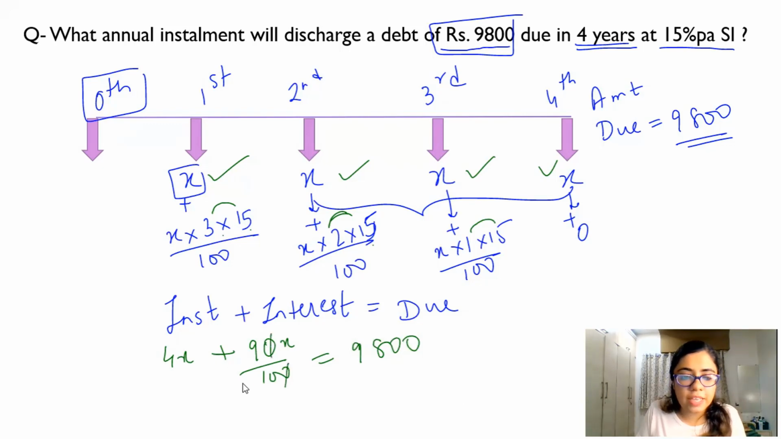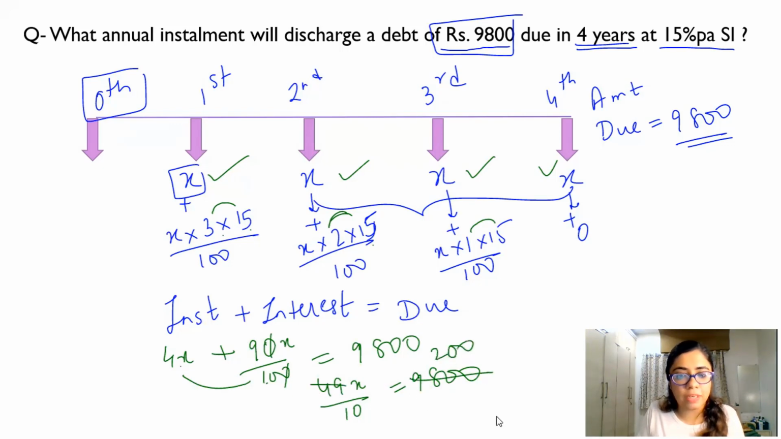Okay, so your 0 gets cancelled. This will become 10 fours are 40, 40 plus 9 is 49x upon 10 is equal to 9,800. 49 twos are 98, so this will become 200. So your x value will be 200 into 10, which is 2,000 rupees.